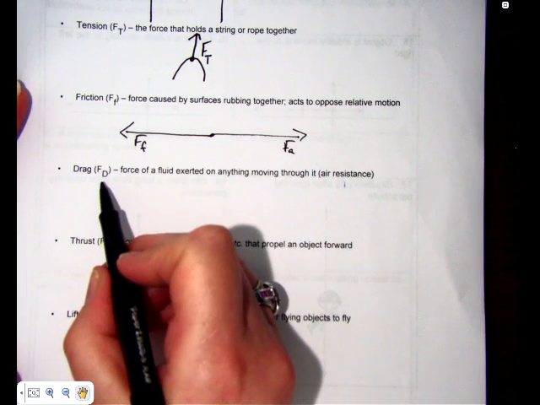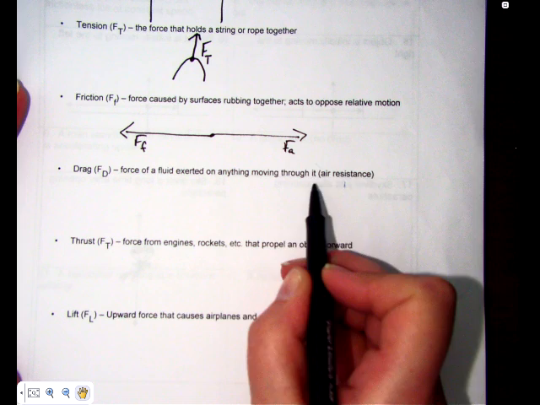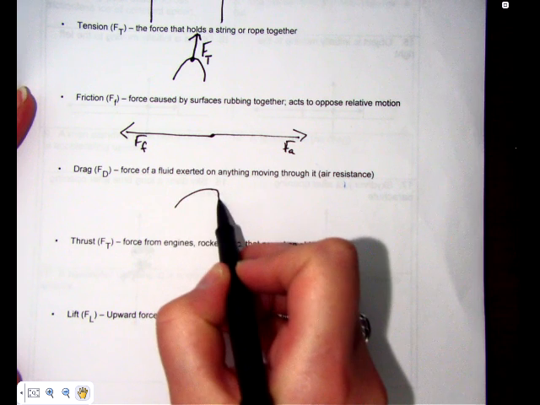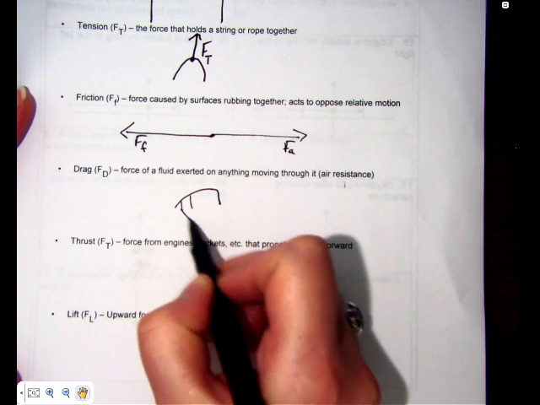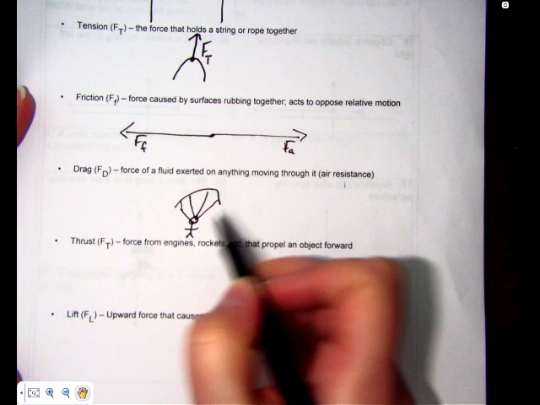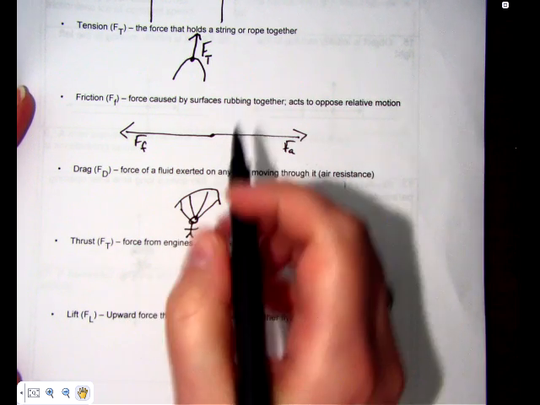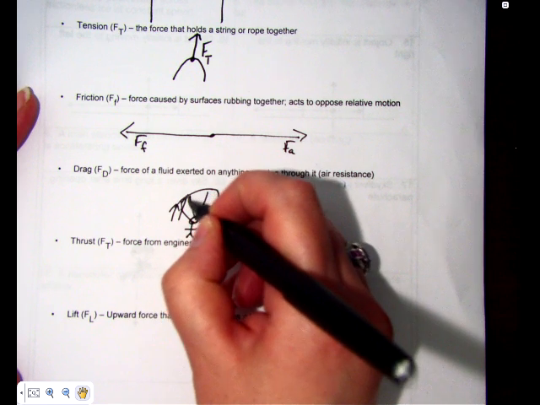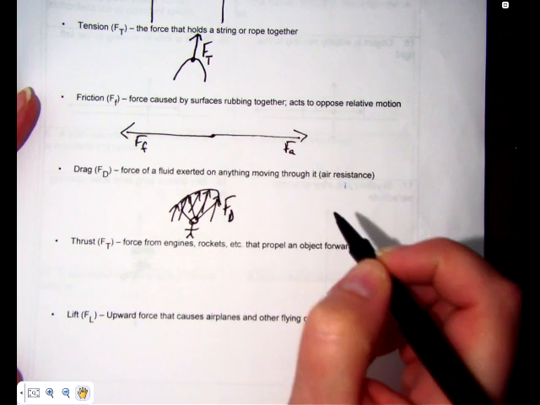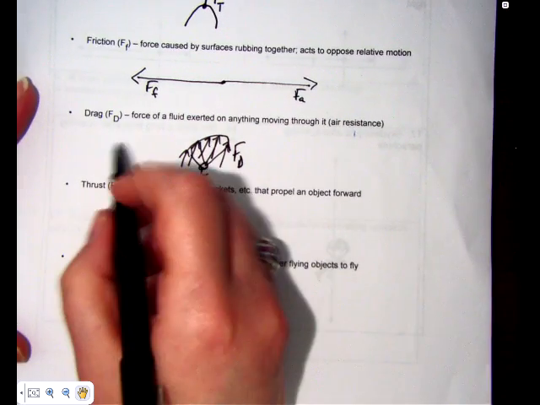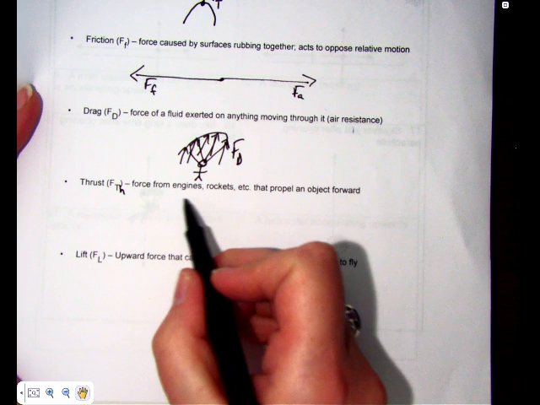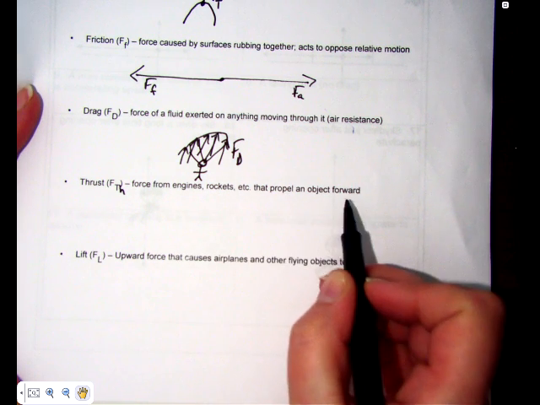Drag, F sub capital D, is the force of a fluid exerted on anything moving through it. That's the air resistance. So if we have a parachute, and the little person down here is parachuting, it's attached to his head. And so the drag is what's being caught up in the air. Thrust, and I prefer to have F sub TH here since we already had F sub T, is the force from engines, rockets, etc. that propel an object forward.